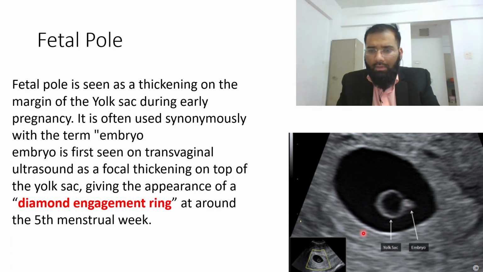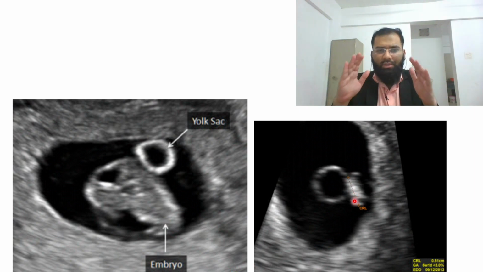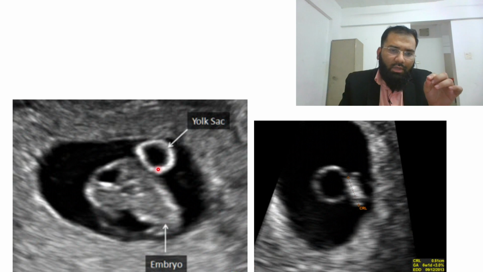Now look here. This is the fetal pole, and this is the yolk sac. You have to measure from here to here. Whenever you are able to see the fetal pole, you should give the measurement of the CRL. What is CRL? Crown rump length. So again, look here. This is the G-sac. This is the yolk sac, and you're able to see this structure here. This is nothing but the fetal pole. Whenever you see the fetal pole, you have to give the measurement from crown to rump. So this is crown, this is rump. You have to give the crown rump length.